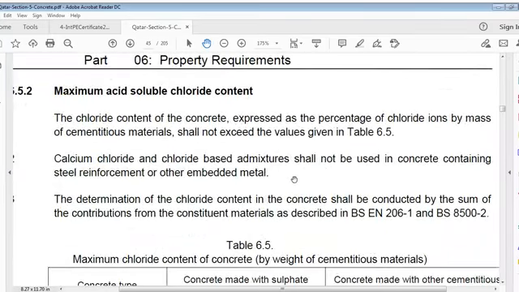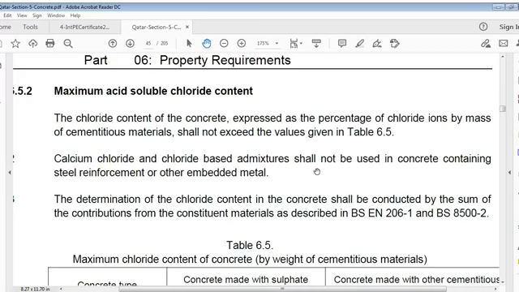Now maximum acid soluble chloride contents. Chloride content of concrete, expressed as percentage of chloride ions by mass of cementitious material, shall not exceed value given in table 6.5. Let's see what that is. Calcium chloride and chloride based admixtures shall not be used in concrete containing steel reinforcement or other embedded metal.